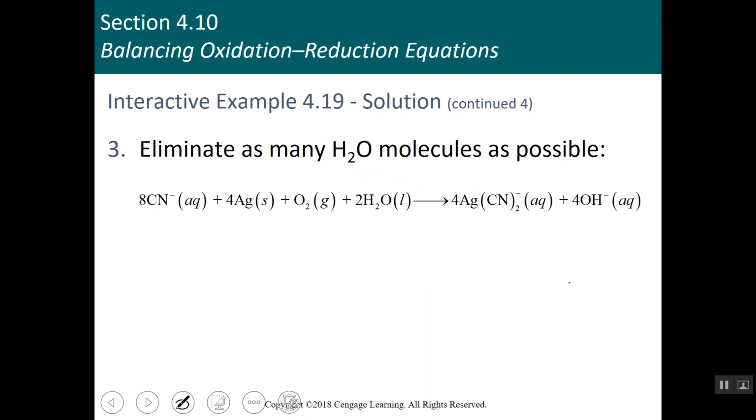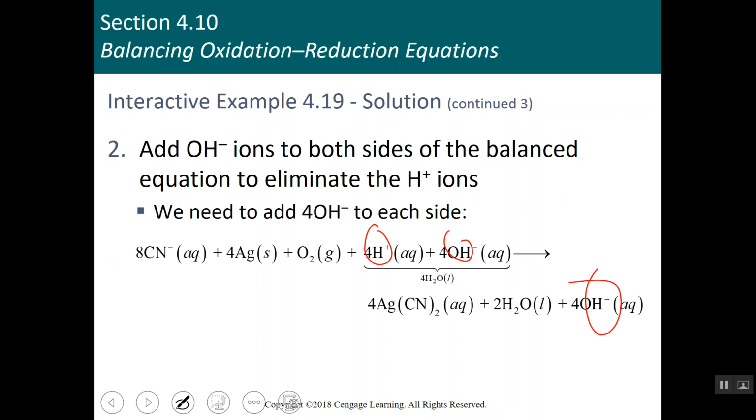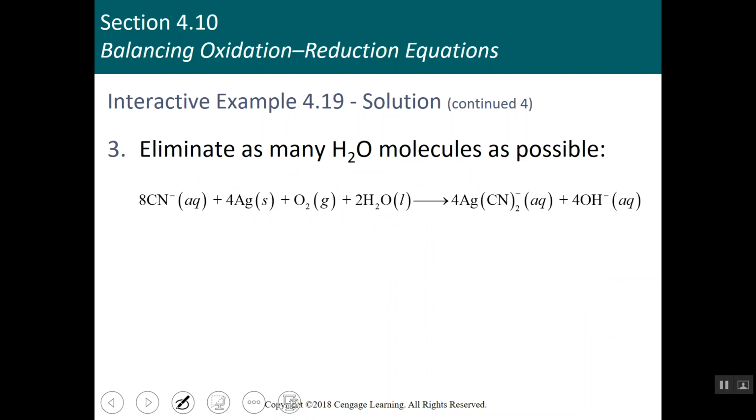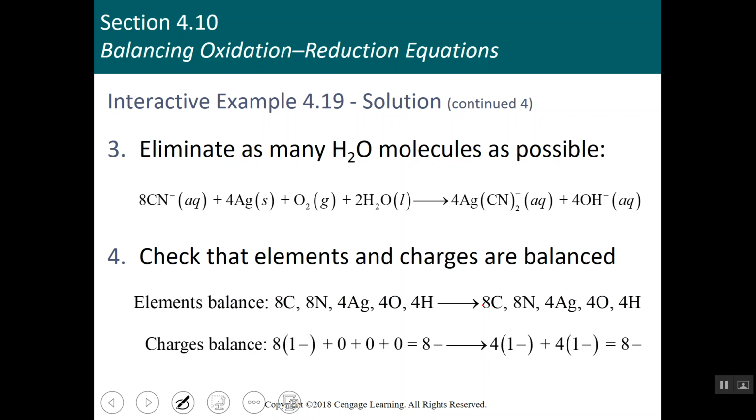And that will make us have, let's back up a little bit. Because that makes 4 waters on this side and 2 on this side, that's why it balances out to 2 here at the end. So you have to eliminate as many water molecules as possible. Check that the elements and charges are balanced. The same thing before. Do an atom inventory. That looks good. Do a charge balance. That looks good.